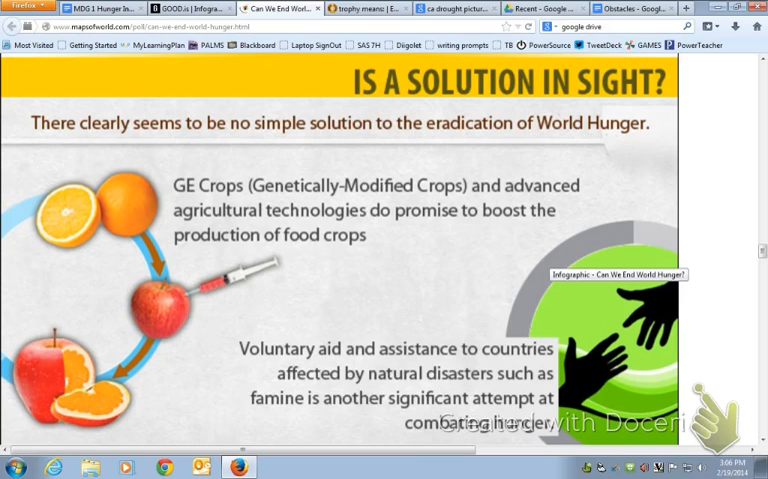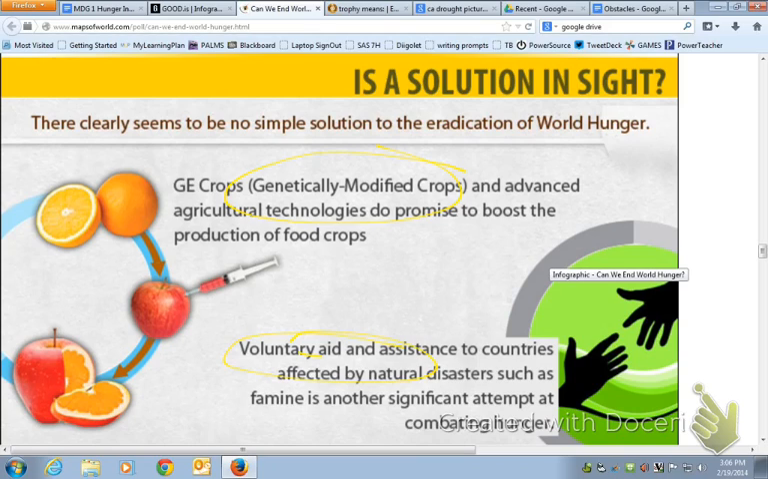This particular infographic highlights 2 solutions that they believe could help to eradicate, and we know that means get rid of, world hunger. And one is this idea of voluntary aid, reaching out, donations, going to places and helping. We've discussed this. However, there's another option that I'm sort of surprised to see them mentioning, but it's genetically modified crops. There's a big movement right now against this.